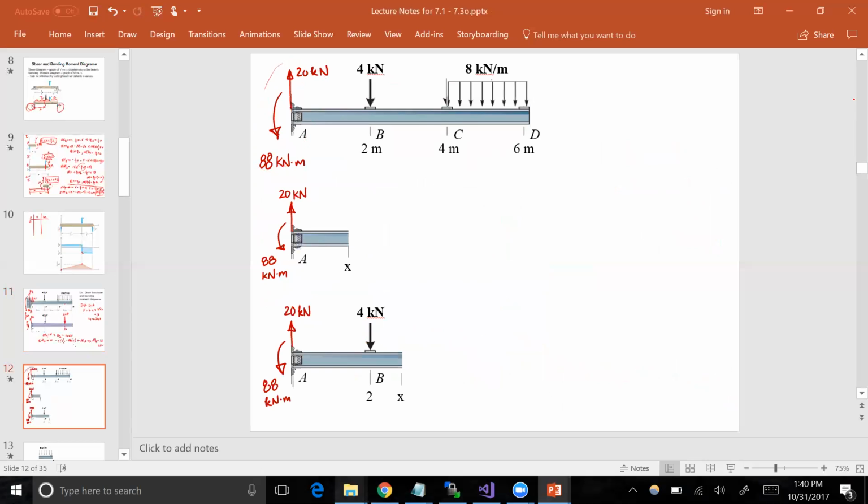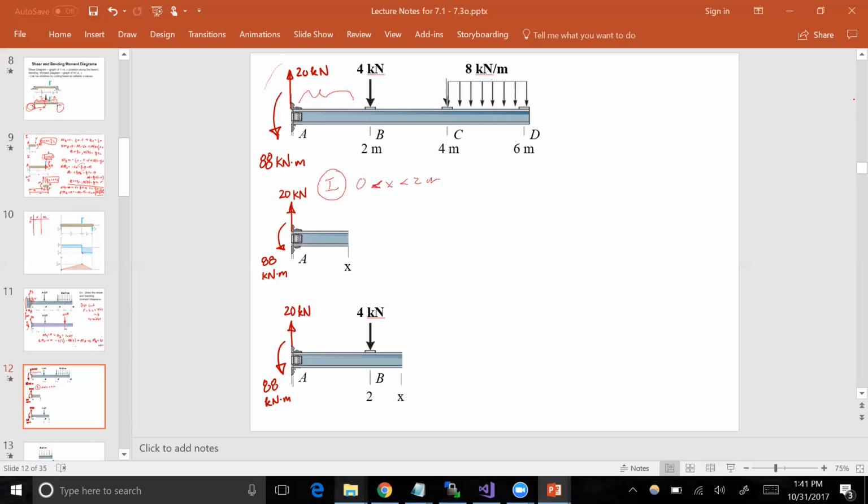And we've got our 4 kilonewton force coming down and an 8 kilonewton per meter distributed load again, right? This is where we go into those different regions and say, okay, region 1 is where 0 is less than x is less than 2 meters. That's the region you're seeing right there. We're cutting this beam at x. In other words, it's this region right there. That's going to be region 1.